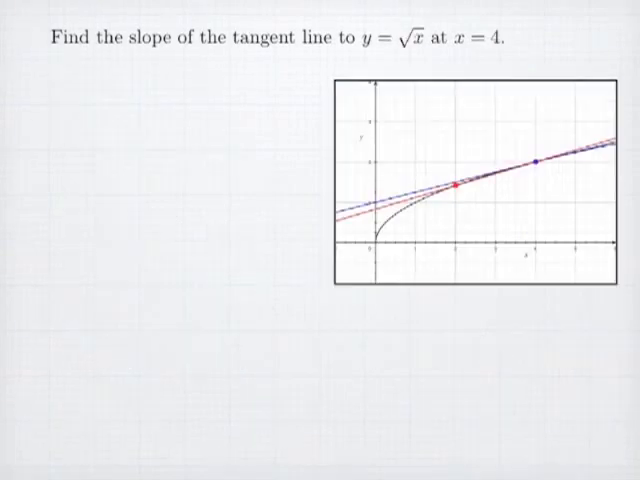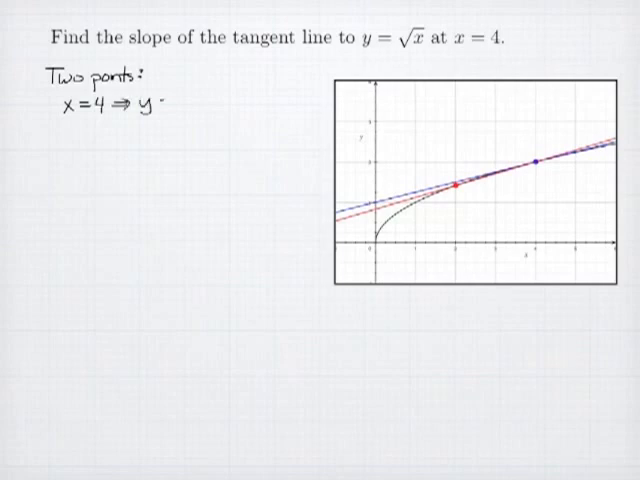For our second example, we'll look at the square root function. Let's find the slope of the tangent line of the square root function at x equals 4. So we start by thinking about, what if we had 2 points? One point is going to be at x equals 4. Using our formula, we can find the value for y. That's the square root of 4, or the number 2. So on our graph, that will be the point 4, 2.